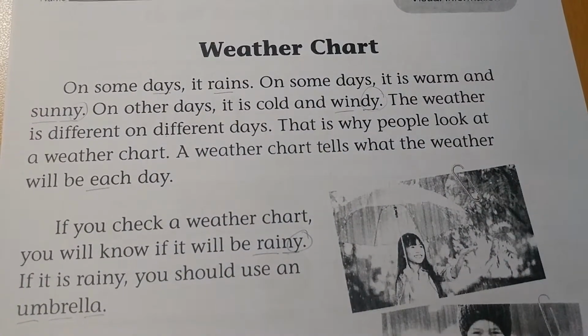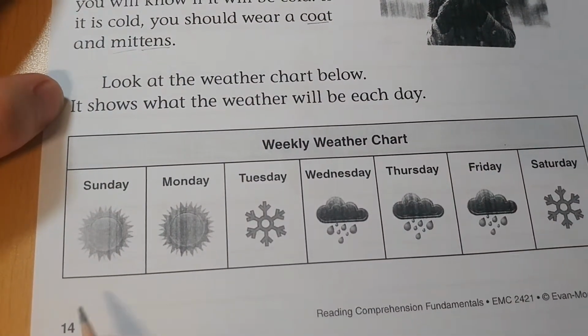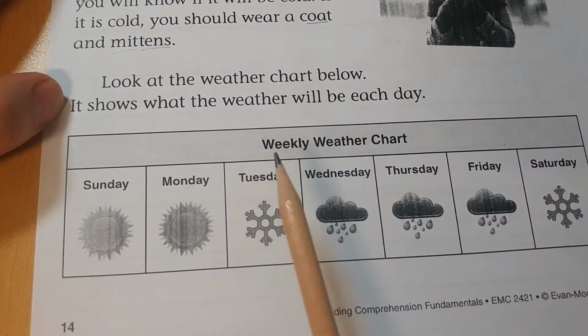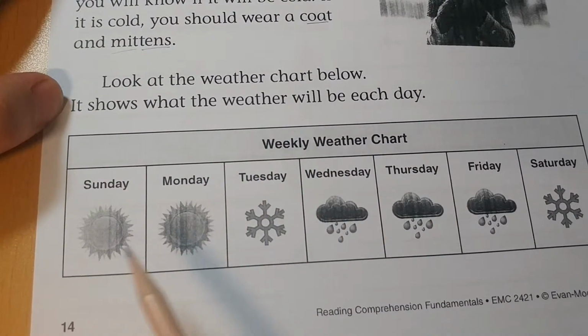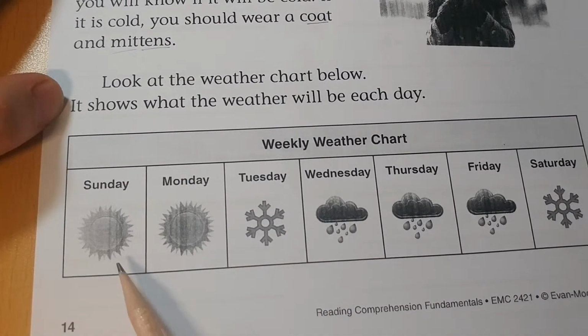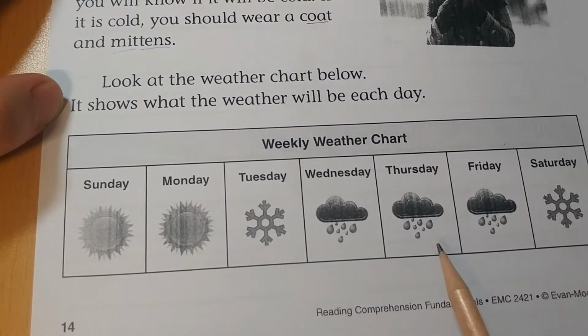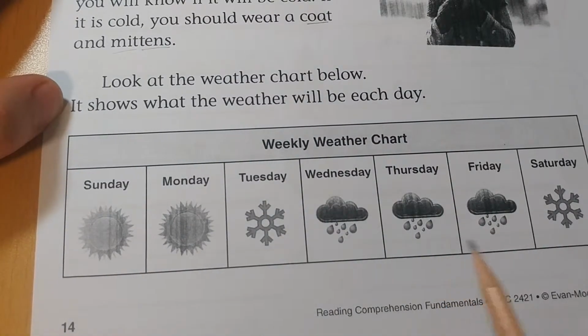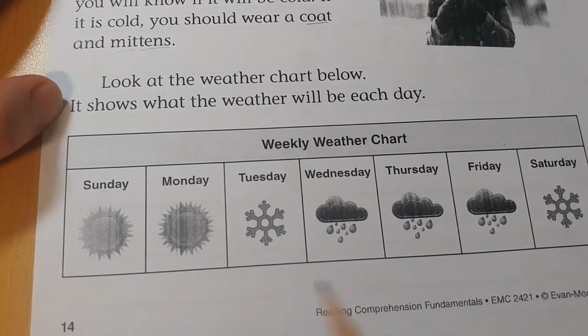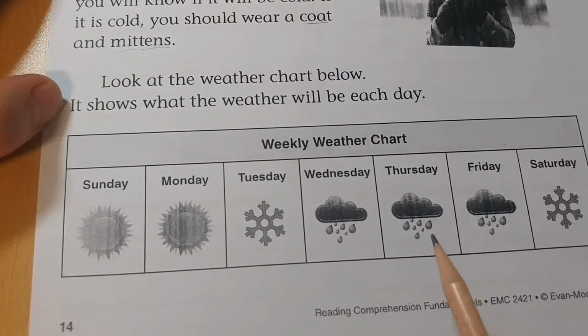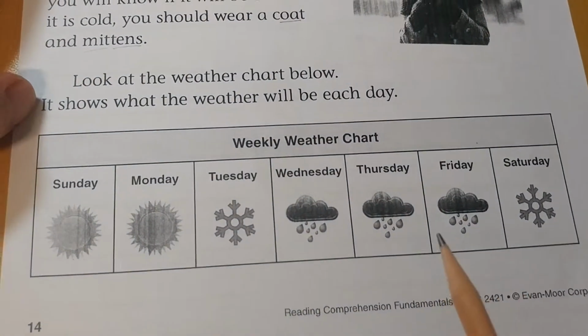Do you know what a chart is? A chart looks like this. You can see here is our weekly weather chart. So it tells us how the weather is going to be every day of the week. Can you guess what the weather is going to be on Sunday? What about Tuesday? How about Thursday? And Friday? It looks like this week's going to have some bad weather.